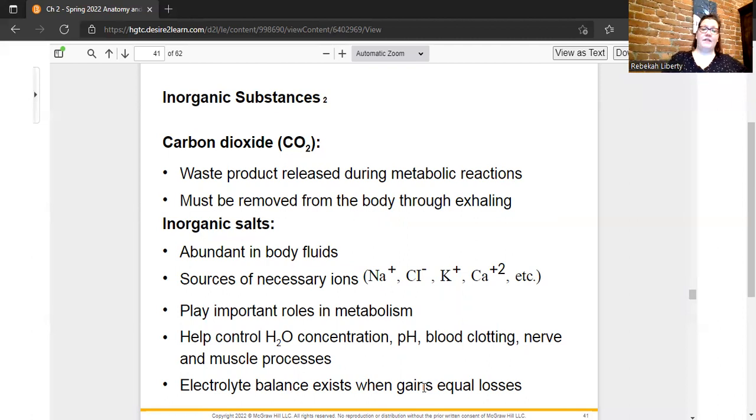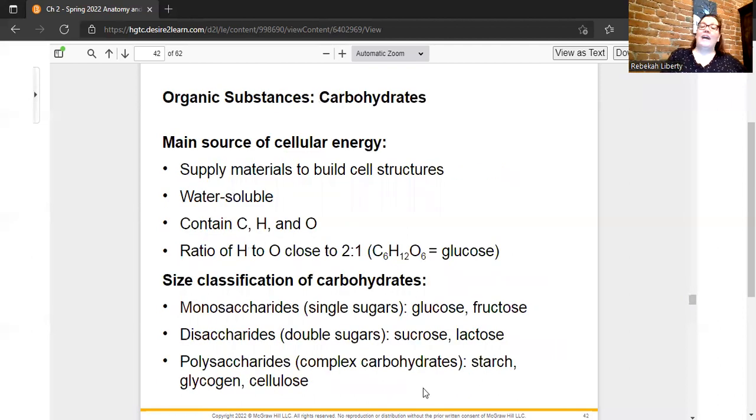All right, carbon dioxide and then the salts, we kind of covered that. Organic molecules. So I tell you not to think about food because we're not in the grocery store discussing organic and inorganic.